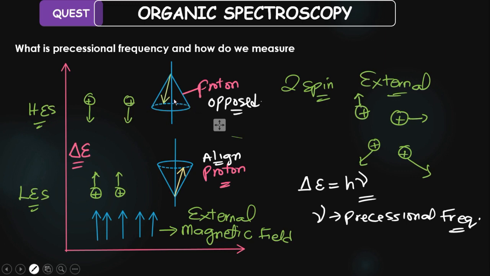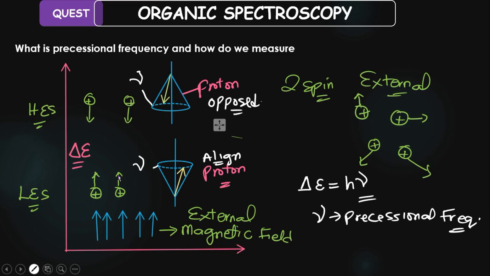Now, the frequency with which this is spinning is what we call the precessional frequency. Is that okay? This one also has its own precessional frequency. One thing you should know is that the precessional frequency does not change, but rather the speed changes.